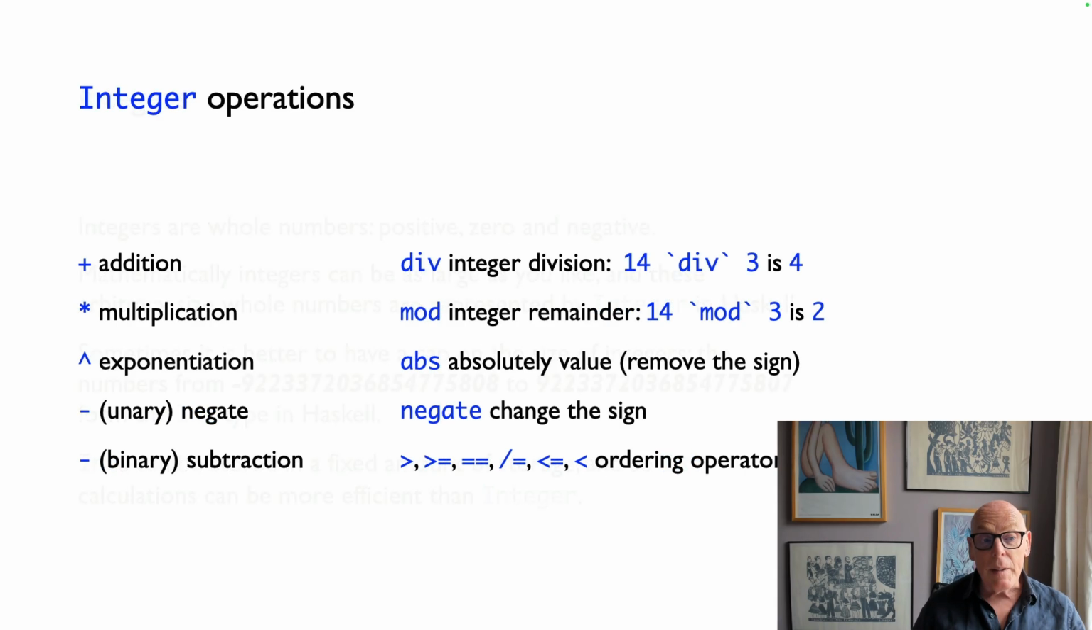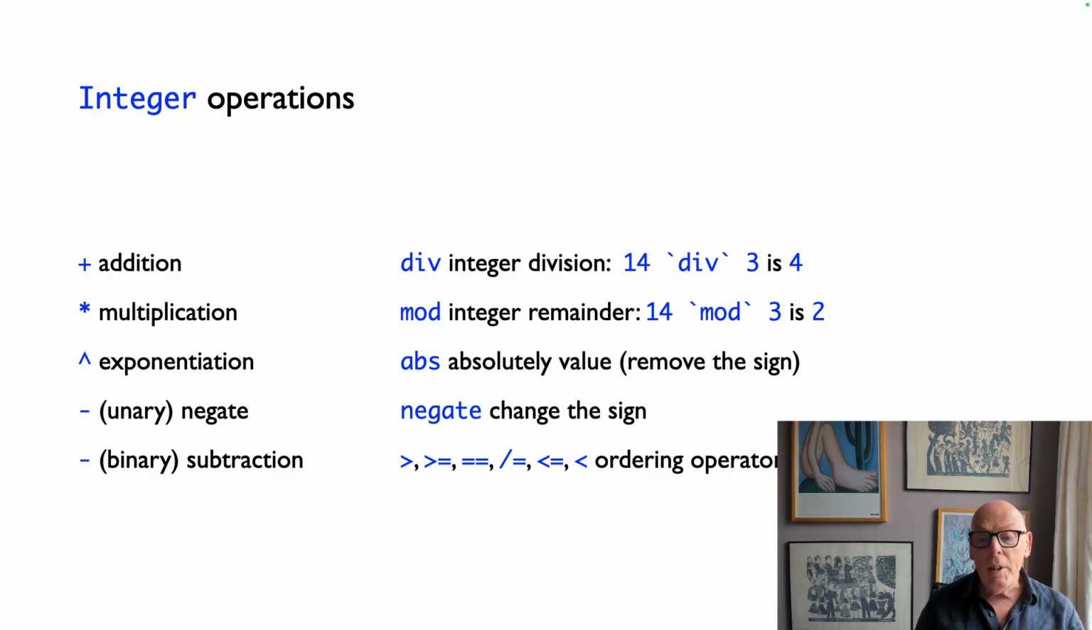Now, what can we do with integers? Well, we can do the traditional things. We can add, multiply, raise to a power. We can take the negative of a number by putting the minus sign in front of it. We can also subtract one number from another by putting a minus sign between them. And we'll come back to one of the issues about that a bit later on.